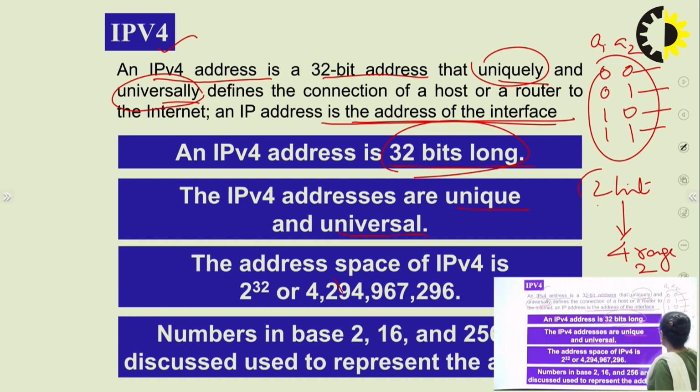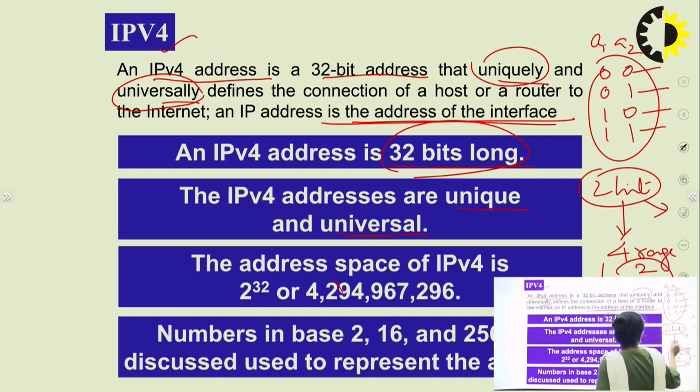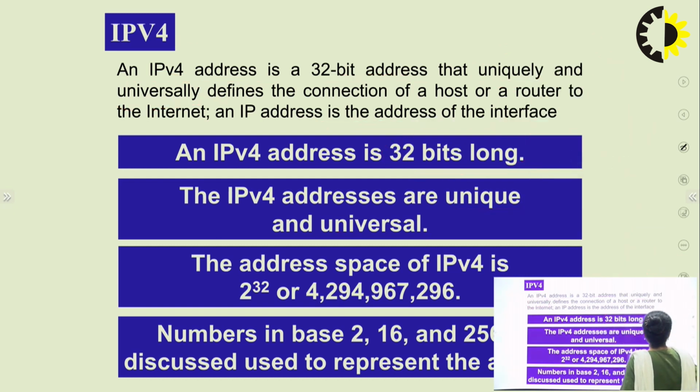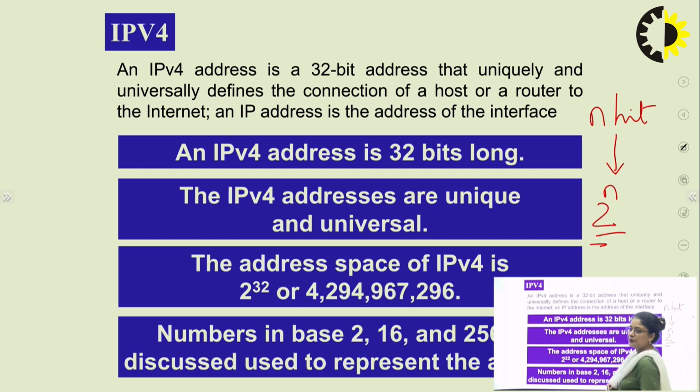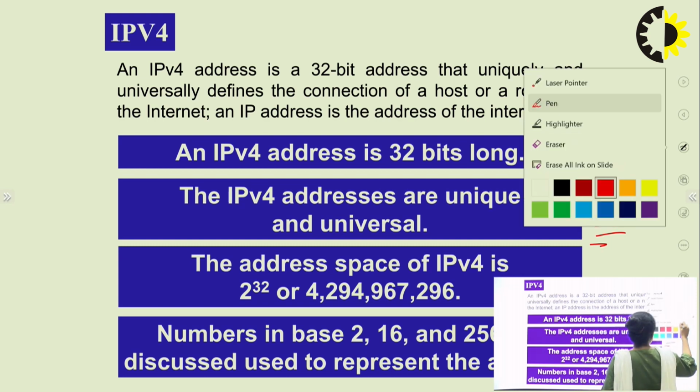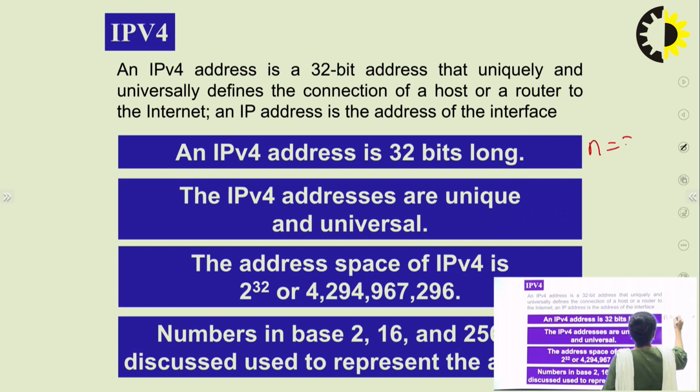That means for a 2-bit address, the total range of values is 2 to the power 2. Similarly, if you have an n-bit address, then the total range of values in this n-bit address is 2 to the power n. Now, in the case of IPv4, the total number of bits we are reserving for addressing is 32. So the value of n is 32, and the total range of addresses will be 2 to the power 32 minus 1.